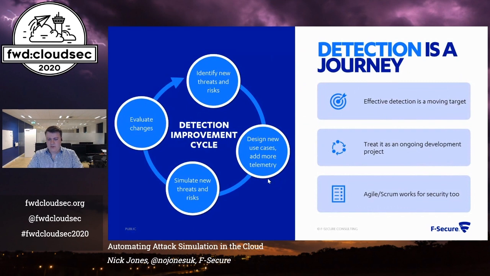So one other important thing to bear in mind with all of this is that detection is a journey. Effective detection is a constantly moving target. Attackers change their TTPs all the time. Your environments will shift underneath you as your developers move fast and break things. So treat it as an ongoing development project. Get started somewhere, but plan for it to work on a kind of continuous cyclic basis. We found Agile, Scrum, these sorts of software development methodologies work pretty well for building attack detection capability as well. So I'd adopt that kind of approach rather than planning out big monolithic waterfall development life cycles for all of this.